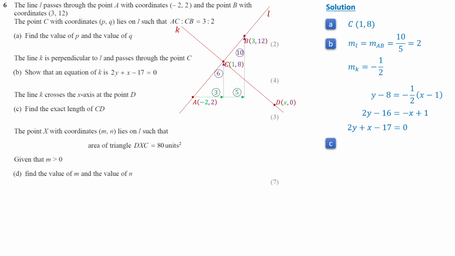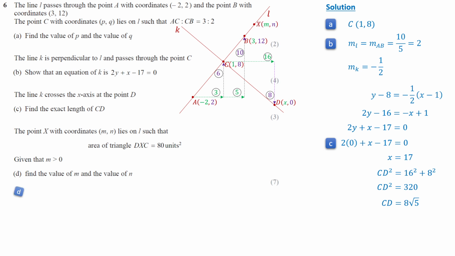Moving to question C, point D lies on the x-axis, which means its y-coordinate is 0. Since D is on the line K, we substitute y equals 0 into the equation of the line K, and we get x equals 17. Now, we need to calculate the length of the line segment CD. The difference in x-coordinate between points C and D is 16, and the difference of y-coordinate is 8. Using the Pythagoras theorem, CD squared equals 16 squared plus 8 squared. So the length of CD is 8√5.